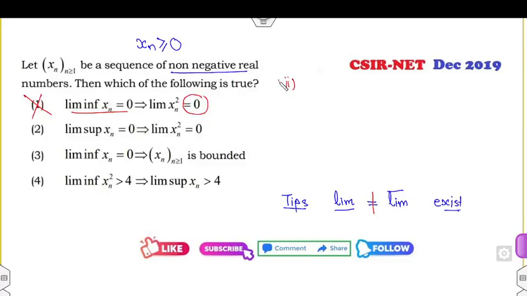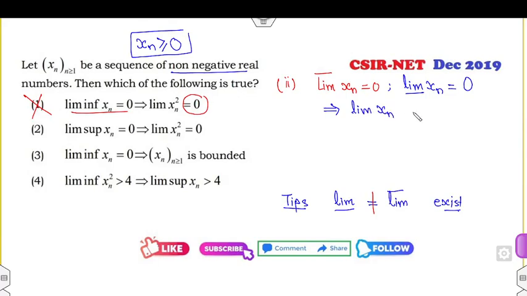Second one, limit of the supremum is 0. So limit of supremum is 0. What about the limit of the infimum? Can you find the limit of the infimum? Now you can see that since xn is greater than or equal to 0, limit of the infimum will be 0. So once both the limits are same, what does it mean? Limit of xn exists and is equal to 0. Once the limit of xn is 0, then xn square is also 0. So yes, this option is the correct option.